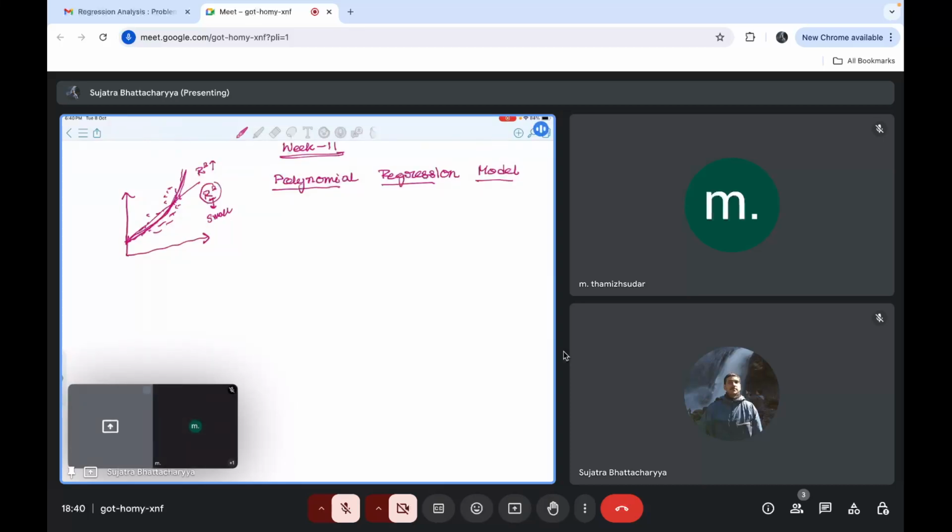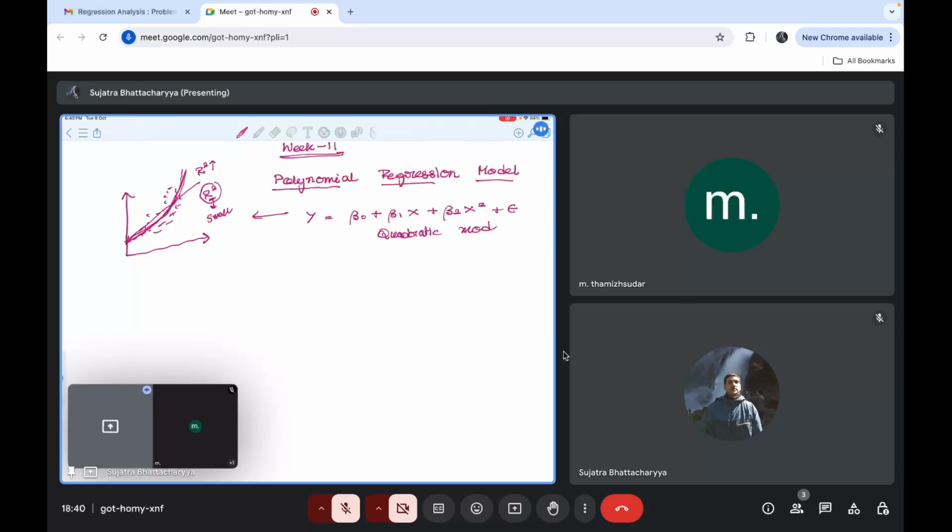Okay, so let's come to the polynomial regression model. This concept is important. So y is equal to, how do we write it? Like this: beta naught plus beta 1 x plus beta 2 x square plus epsilon. What I have written is for the quadratic model.